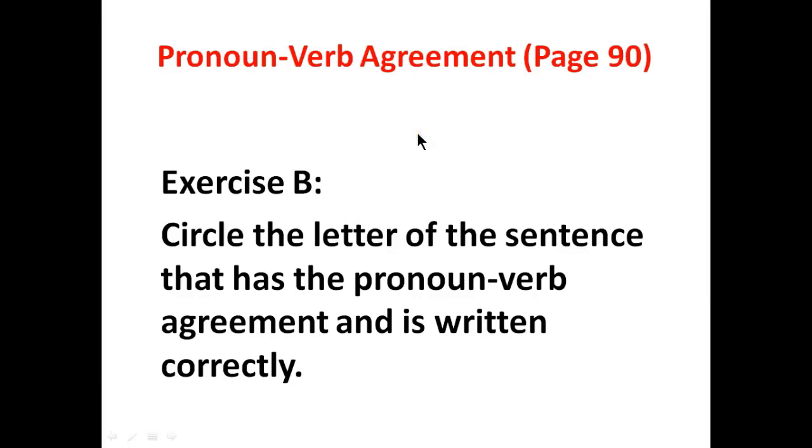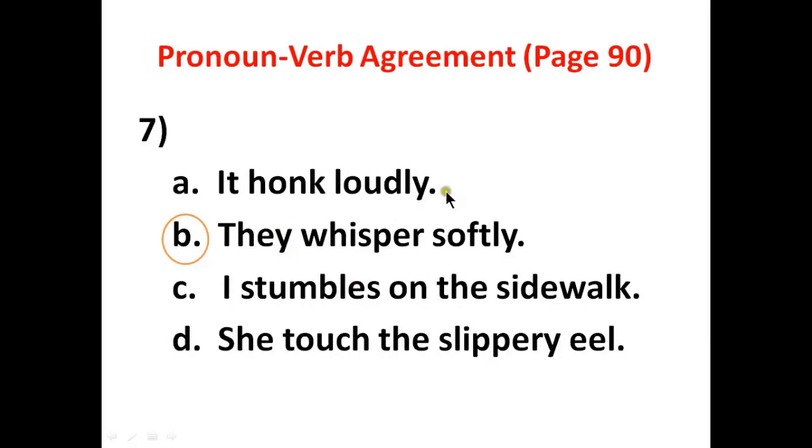Now we will move to the very small exercise B on page number 90. You will circle the letter of the sentence that has a pronoun-verb agreement and is written correctly. Here we have got 4 sentences; 3 have been written wrong and the 4th one is correct. After reading all these, we will find the best one. It honk loudly, wrong, because it should be it honks. They whisper softly, yes, that's the correct one. I stumbles, wrong. She touched the slippery eel, wrong. So B is the correct answer.